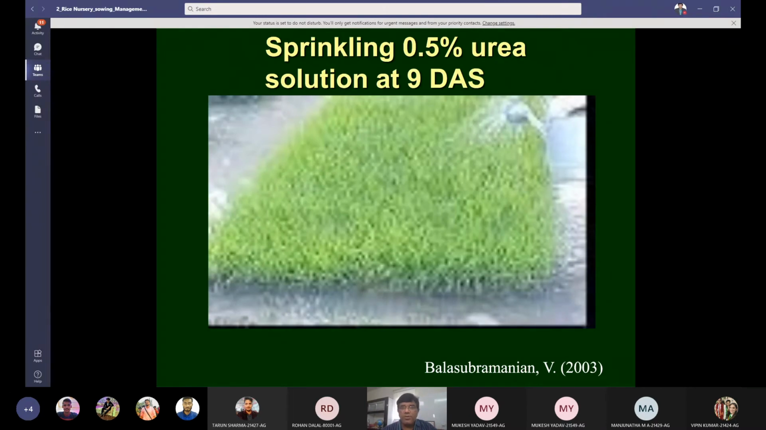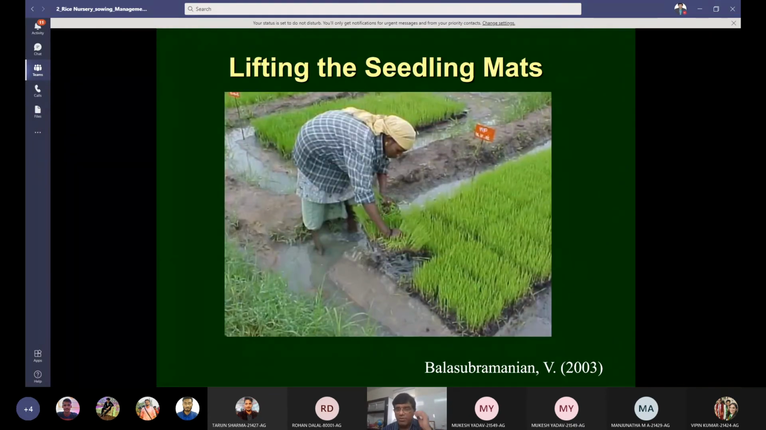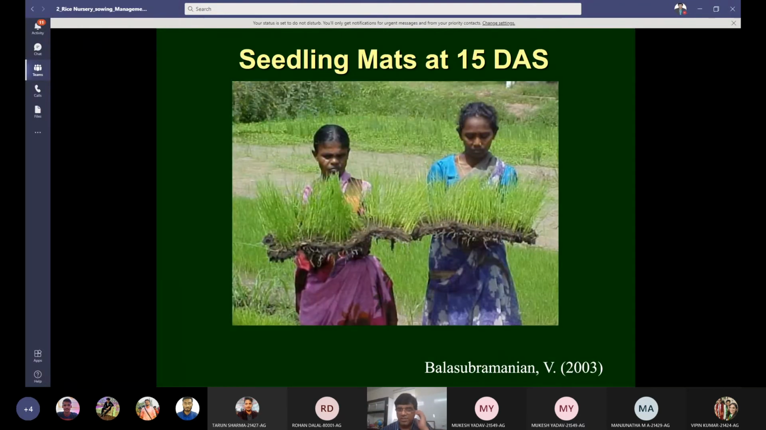Now, urea can be sprayed after 9 days, and seedlings at 15 days after sowing are almost ready for transplanting. And this is how it looks, modified mat nursery, lifting the seedling mat, and you can see they are easy to transport. There is no need to make bundles here, and it is easy to uproot also because the soil is very loose. It is not so tight to hold the plant roots, so roots can be easily removed from the soil.